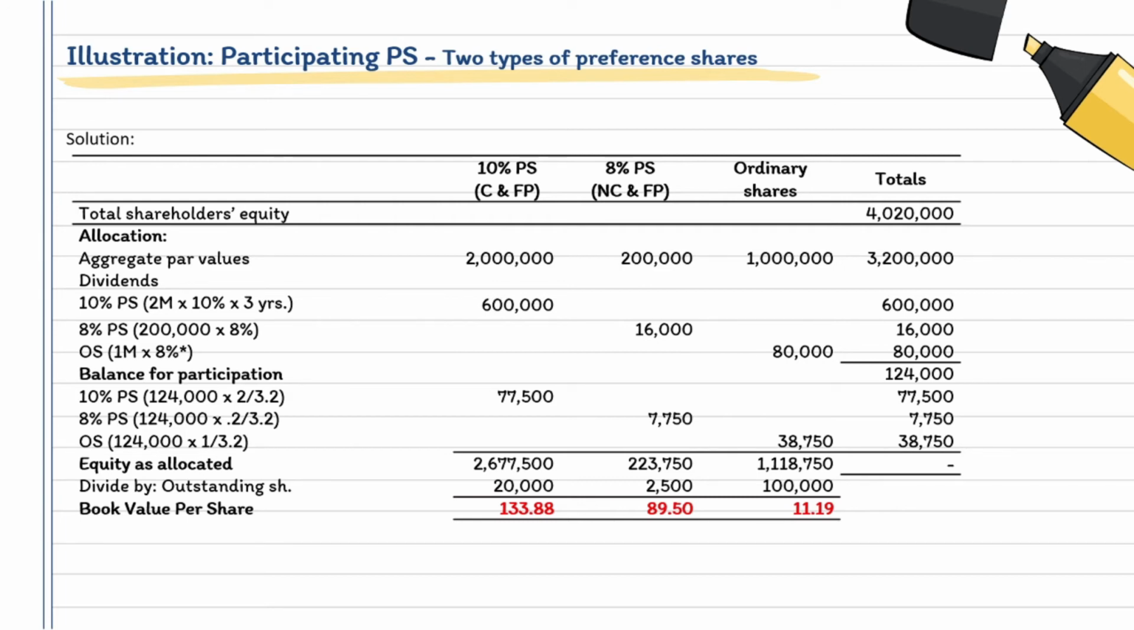Let's start with the 10% PS. 2,677,500 divided by the outstanding shares of 20K shares, you will have a book value per share of 433.88. Next, let's compute the BPS of the 8% PS. 223,750 divided by the outstanding shares of 2,500, we have a BPS of 89.50. And lastly, let's compute the BPS of the ordinary shares. So, 1,118,750 divided by 100,000 shares, we will have a BPS of 1,119. And that's it.